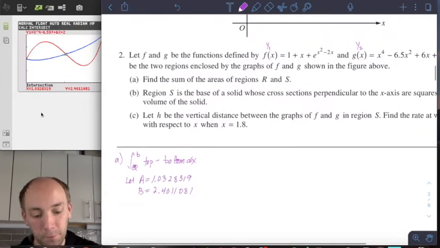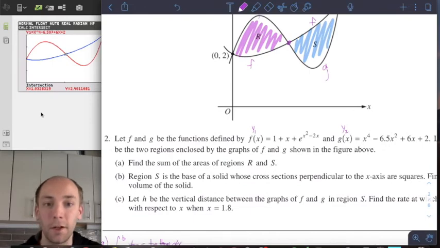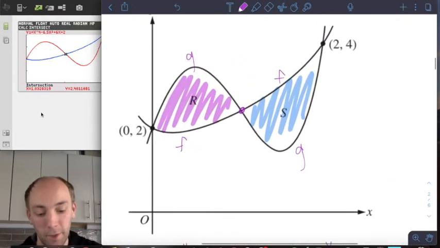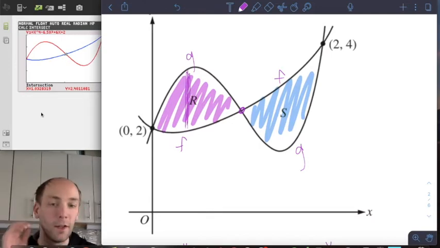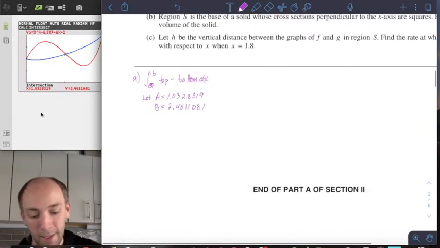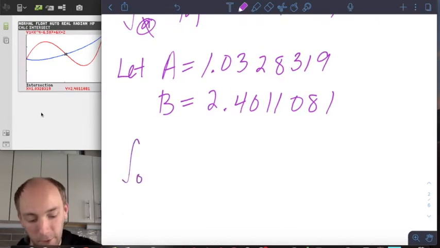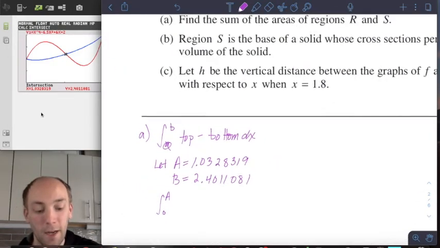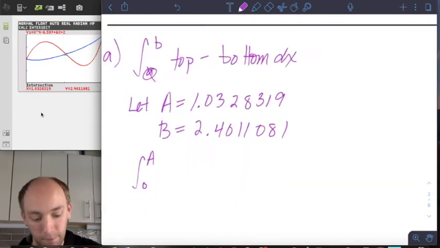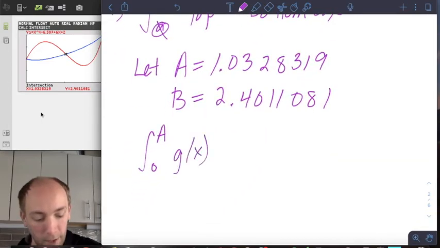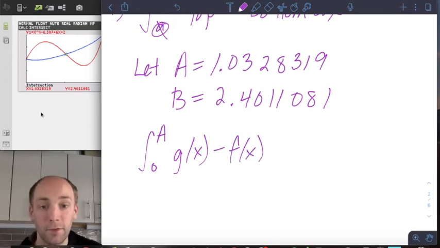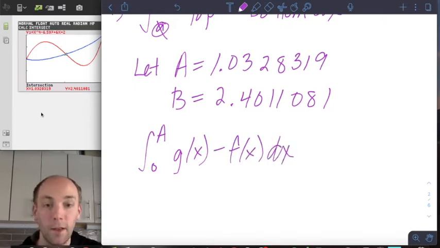So the area for region R is just going to be top minus bottom. If I draw in this slice, the top function is g and the bottom function is f. So if I take the integral from 0 to A of the top function, g, and subtract the bottom function, f, that would be the area of R.